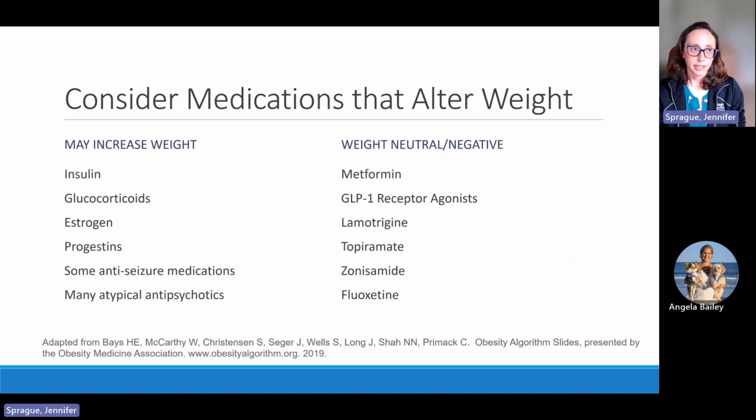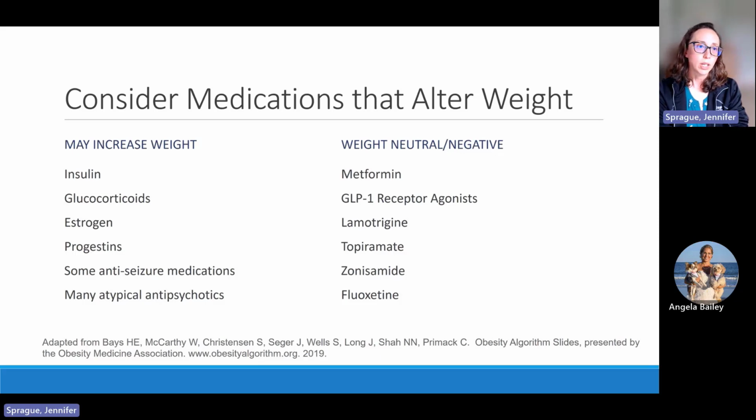It is not uncommon that we encounter medications as a contributing factor. And so that needs to be kept in mind when you're thinking about treatment, both of the patient in general and in the treatment of obesity. So medications that increase weight include insulin, glucocorticoids, estrogen, progestin, some anti-seizure medications, and a very common culprit is atypical antipsychotics like risperidone or Abilify.